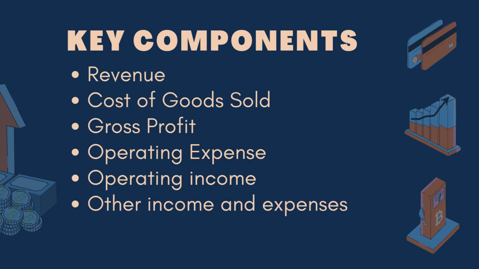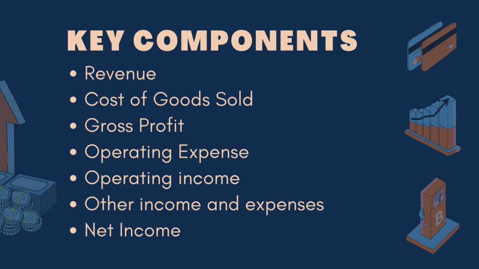Other income and expenses consist of non-operating items such as interest income, interest expenses, gains or losses from investments, or one-time events. Understanding these factors helps evaluate a company's financial performance beyond its core operations. Finally, net income, which represents the overall profitability after accounting for all revenues, expenses, taxes, and other factors. It serves as a key measure of company financial success.